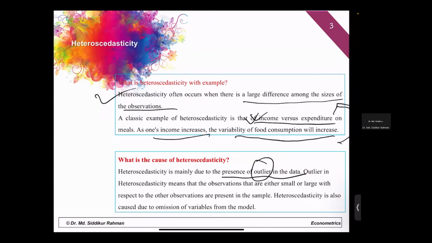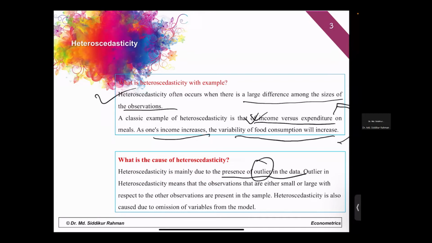Exactly. The value which is totally different from the rest of the values, right? The difference can be very big, it can be very small. So the value that is totally different from the rest of the values, or the extreme value, is called an outlier. Normally when you find a lot of outliers in your data, then heteroskedasticity might be present there. So this is the primary suspect, okay? Outliers in heteroskedasticity means observations that might be either small or large with respect to the other observations present in the sample of your data.